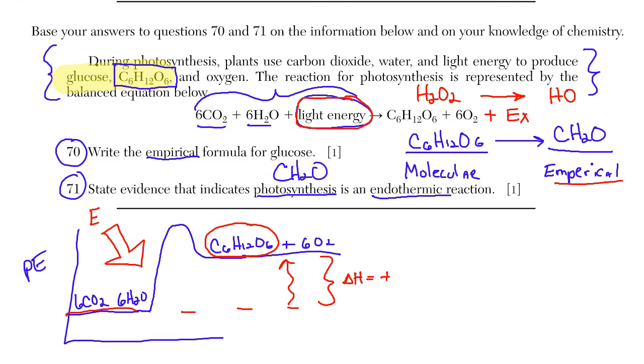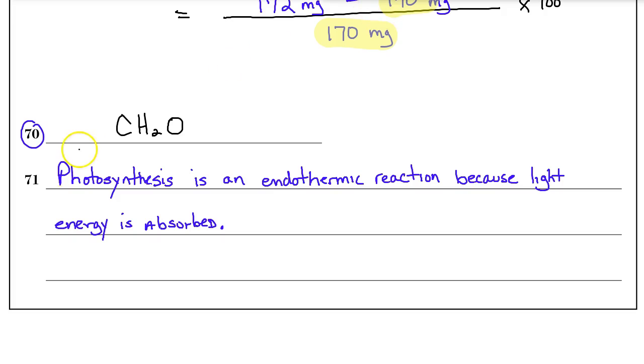So let's go on to the booklet. In number 71, photosynthesis is an endothermic reaction because light energy is absorbed or consumed. Now you certainly could say the energy term is on the left side of the equation. Delta H is positive. The reaction requires energy or light. Many ways to say this, but the key to the problem was seeing that energy was in front of the arrow. So that's really key.